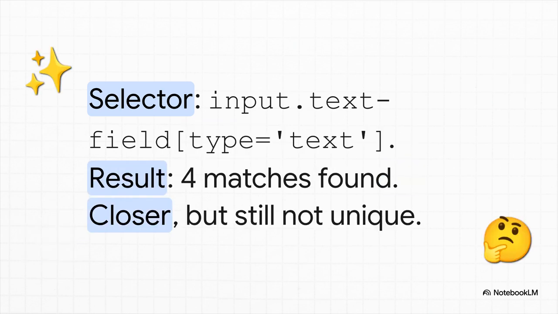Okay, let's try to get a little more specific. Let's add an attribute selector for type equals text. We'll tack that on. And hey, that helps. We filtered out the email field, maybe another one. So we're down from 6 matches to 4. We are definitely getting closer, but we're not there yet.